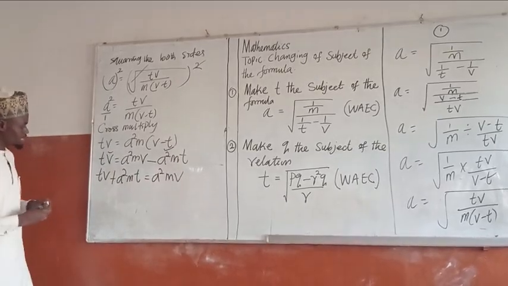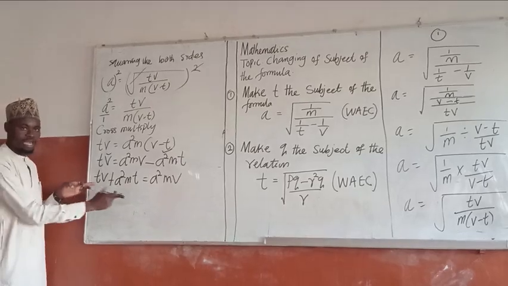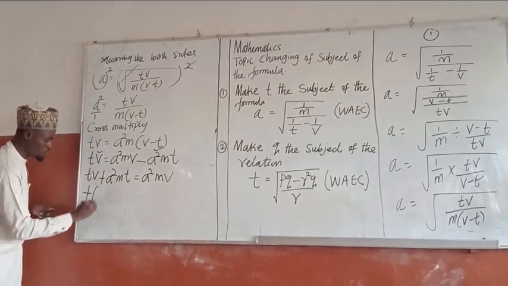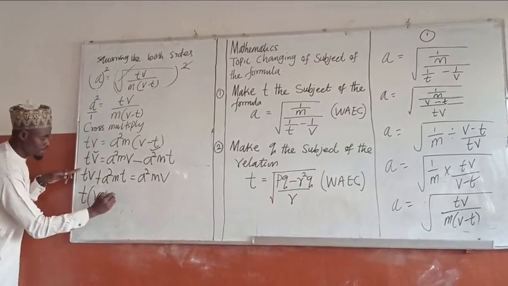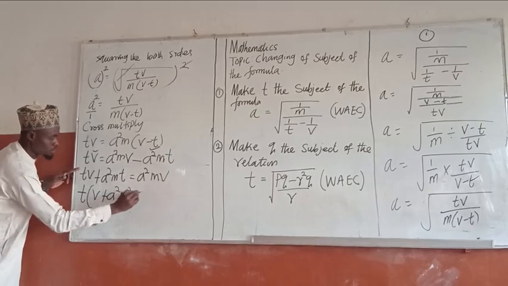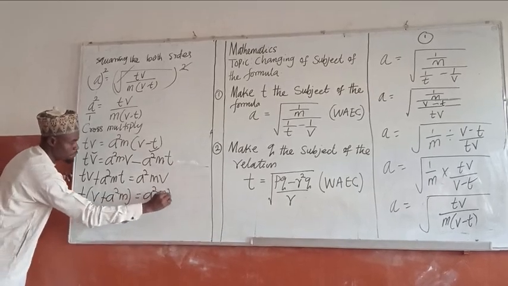Now, if you look at this, what is common? t is common on this side. We have t, open bracket. If I remove t out of this, we have v plus, if I remove t from here, we have a square n, is equal to a square mv.